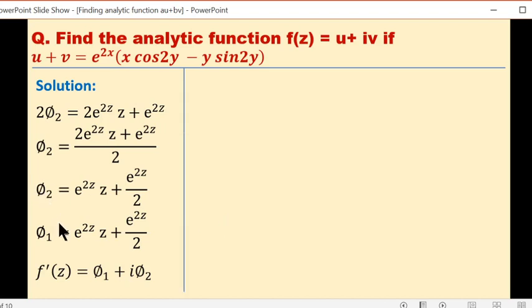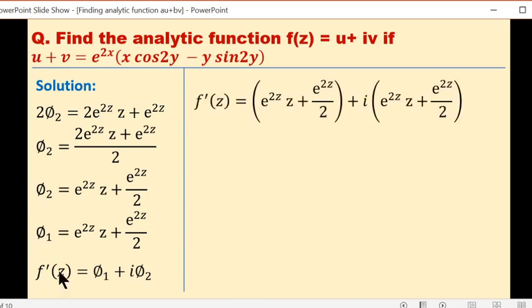We have got phi 1 here, and here we have got phi 2, we substitute that. So we get f dash of z equal to e raised to 2z into z plus e raised to 2z upon 2, plus i times e raised to 2z into z plus e raised to 2z upon 2.